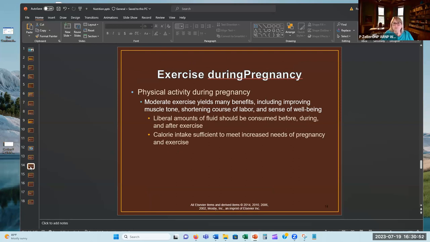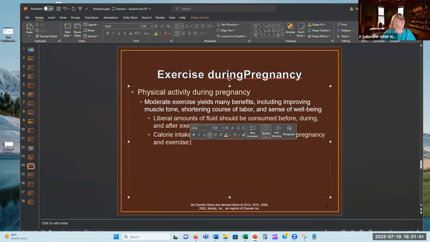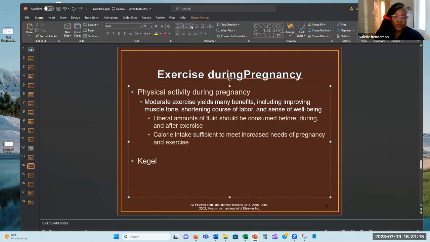Exercise. If a woman was playing tennis before she was pregnant, she can continue playing tennis. She might get uncomfortable toward the end of her pregnancy, but she can still do it. She needs to exercise. That's good. And then Kegel exercises. What are those? Pelvic floor exercises. Exercising the pelvic floor muscles. So you're going to teach her to start and stop her urine voluntarily. Those are the muscles that she needs. I think your book goes into great detail.